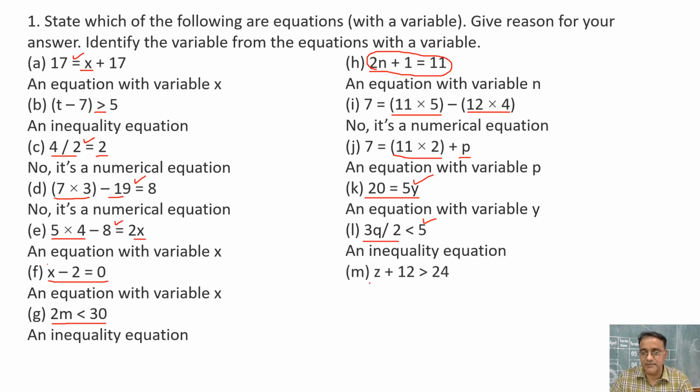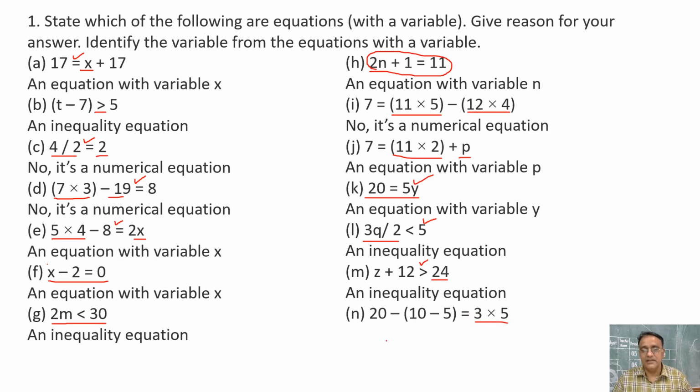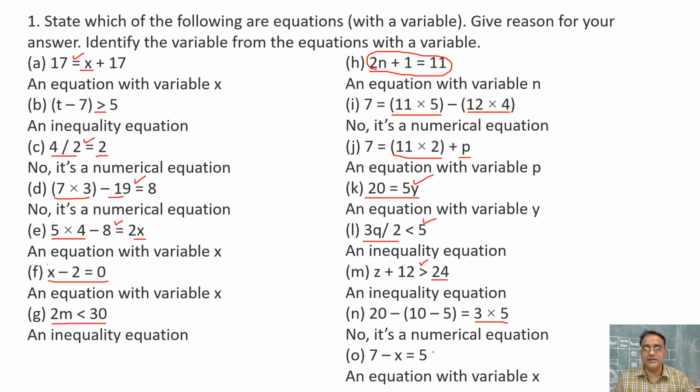Next question, z plus 12 is greater than 24. Same, an inequality, or not an equation. 20 minus 10 minus 5 is equal to 3 into 5. Numerical equation. Yes, it is not an equation with variable. Now the last bit, 7 minus x is equal to 5. An equation with variable x. Very good.